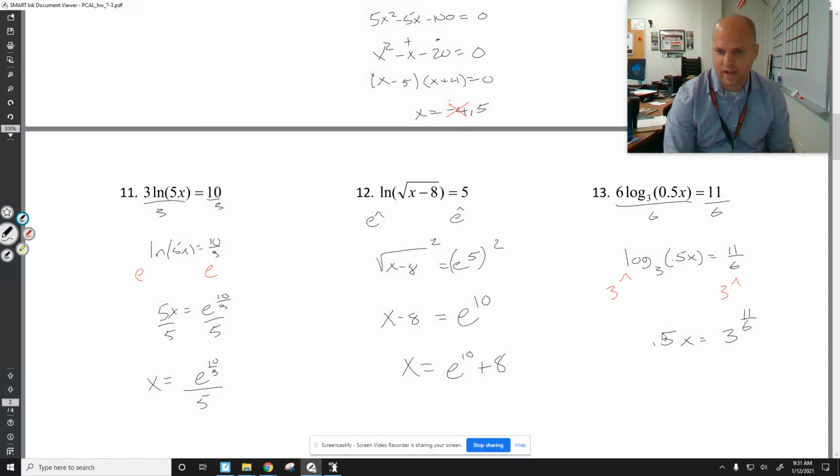And then I would divide by 0.5. Dividing by 0.5 is the same as multiplying by 2. I don't like to divide by a fraction or a decimal. I'd prefer to multiply by the reciprocal. So don't divide by 0.5, though you can. You get the answer x equals 2 times 3 to the 11/6. Can you multiply this 2 and this 3 to get 6 to the 11/6? So many of you are going to think yes, but no, you are all wrong. Whoever thought that, I just showed you an example.